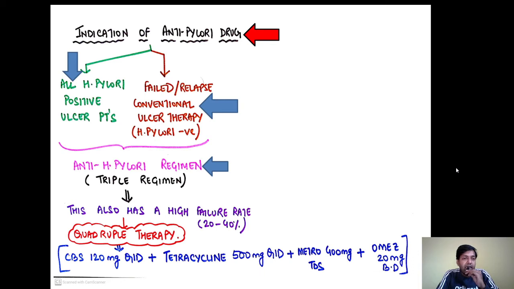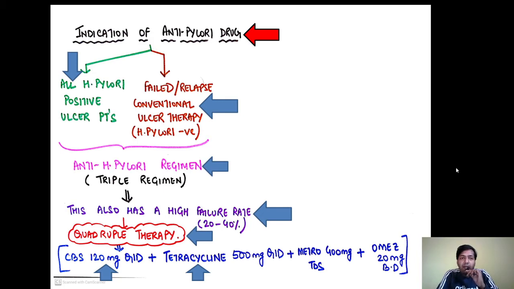Now remember, even after anti-H. pylori drug treatment, there is a very high failure rate, around 20 to 40%. And in those cases where there is failure, we go for quadruple therapy. And what is the quadruple therapy? Here you have colloidal bismuth sulfate 120 mg given 4 times a day, QID, with tetracycline 500 mg given 4 times a day, along with metronidazole 400 mg 3 times a day, and omeprazole 20 mg BD. So along with the proton pump inhibitor, we have 2 antibiotics and 1 colloidal bismuth sulfate.